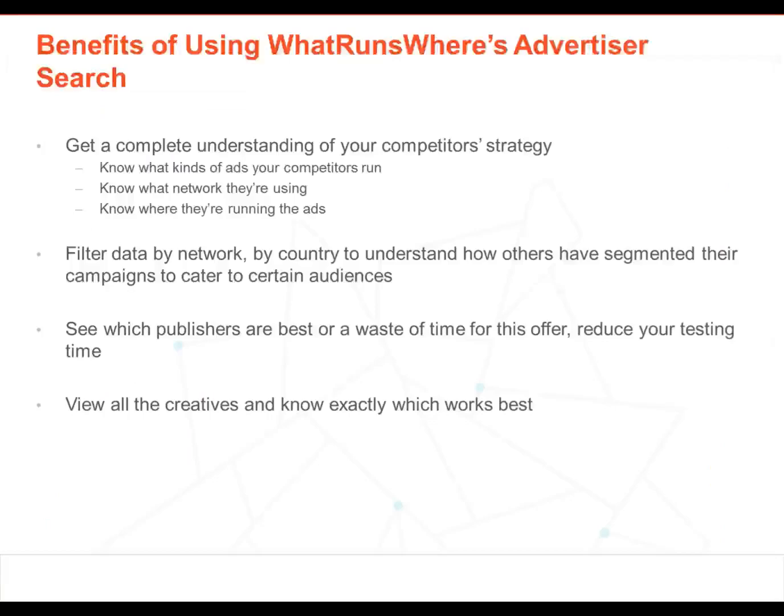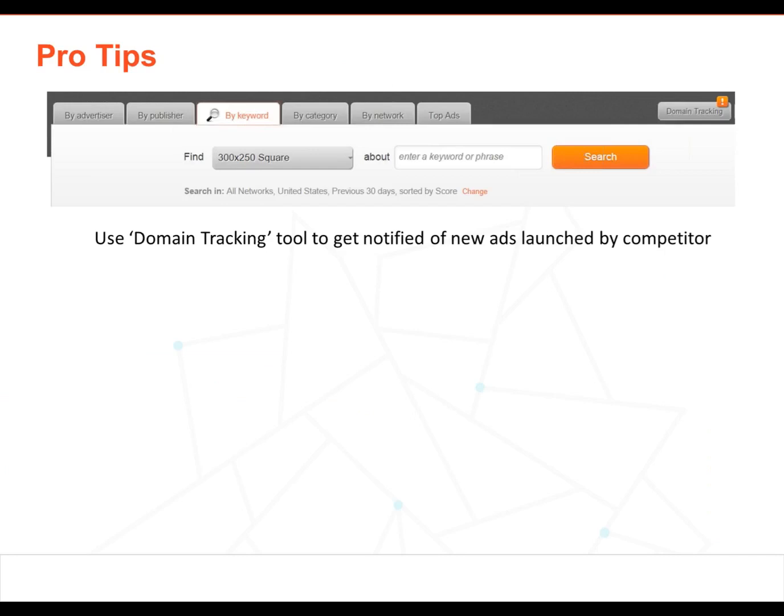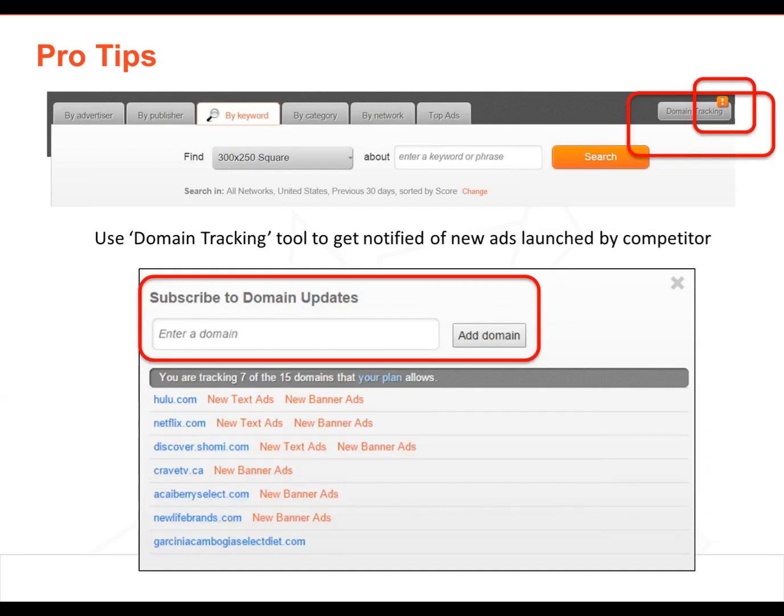So what are the benefits of being able to use WhatRunsWhere's advertiser search? Well, you get a complete understanding of your competitive strategy from A to Z. What kind of ads are being run, what networks they're using, where they're running the ads. We can filter the data in any way that you want. You can see which publishers are the best or a waste of time for the offer, so you can reduce your testing time and testing budget. And you can view all the creatives so you can figure out which ones work best and take inspiration from it. You can use our domain tracking tool to get notified of new ads when they're launched by competitors, so we can do all that work for you.